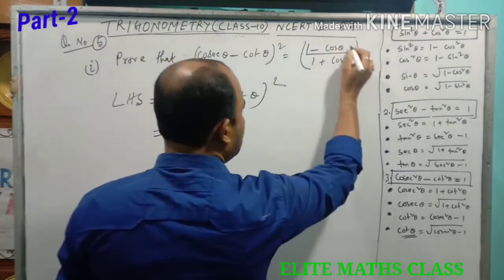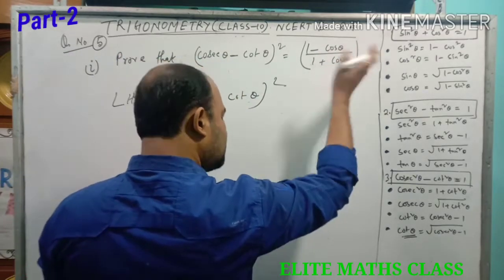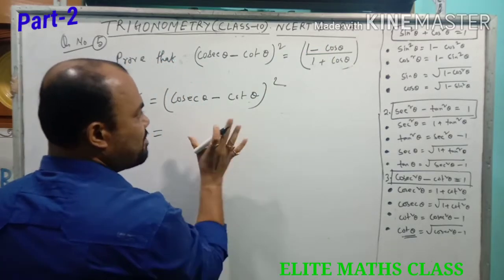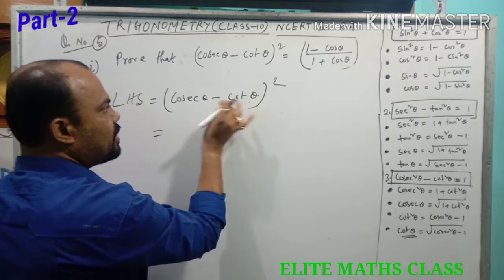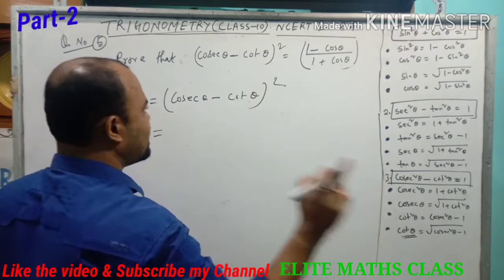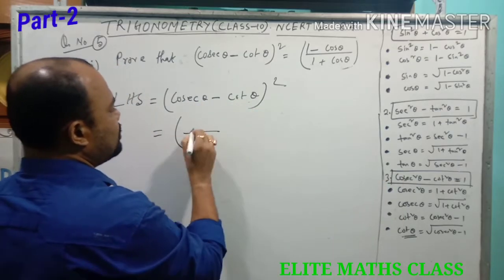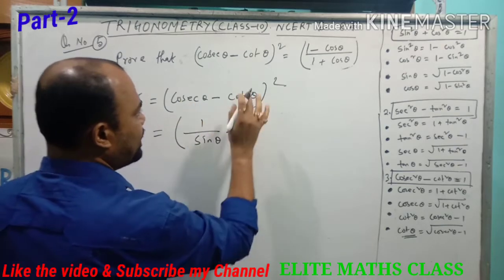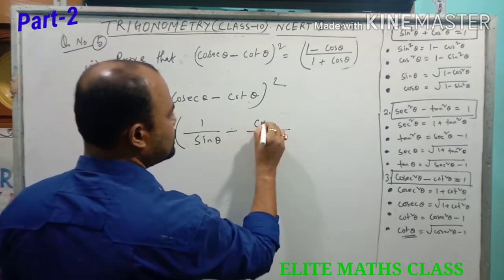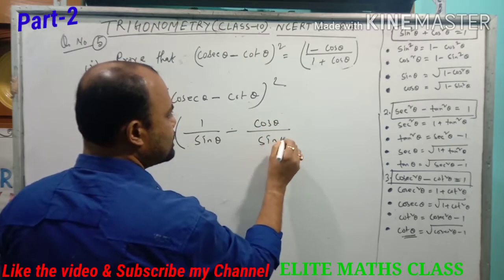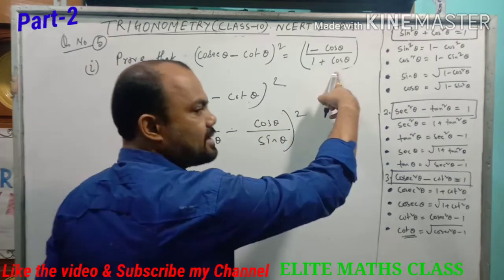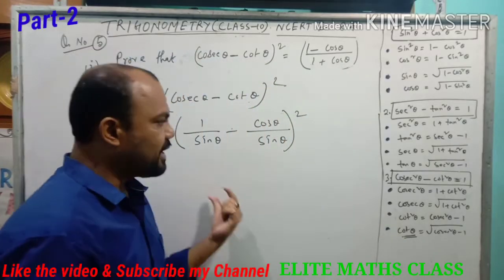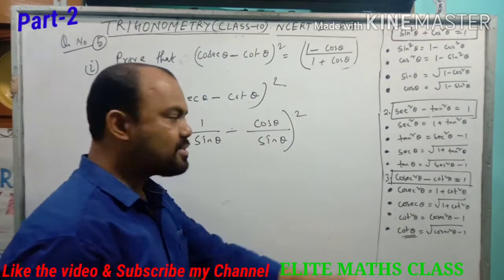Now, as cos or sine is in the answer, and here it is cosec and cot, our main objective will be to convert cosec and cot in terms of sine and cos. What is the value of cosec? It is 1 by sine theta. Minus cot, and cot is cos theta by sine theta. As the RHS is in the form of sine and cos, we have to convert the given terms in terms of sine and cos.